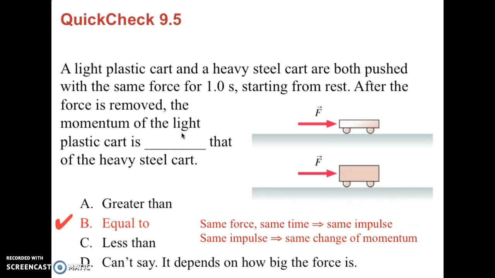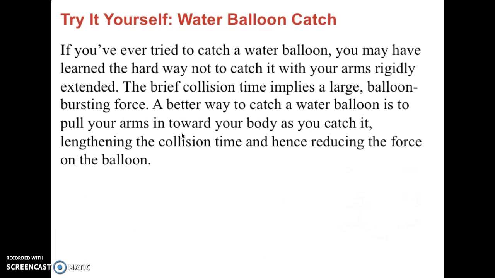Now, if you were thinking that the heavier cart was going to have a lesser momentum, you're right that the heavier cart would have a lesser velocity, but we're just looking for the total momentum after the impulse was delivered. The water balloon catch is similar to what we did today with the egg toss, that we want to have a larger period of time for the impact to take place over if we want to reduce the amount of force acting on the object.